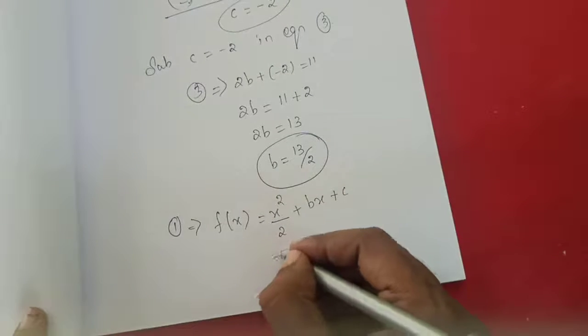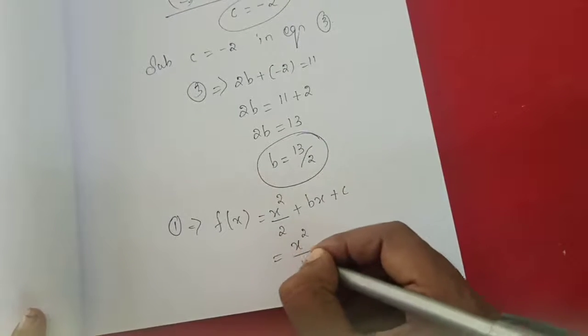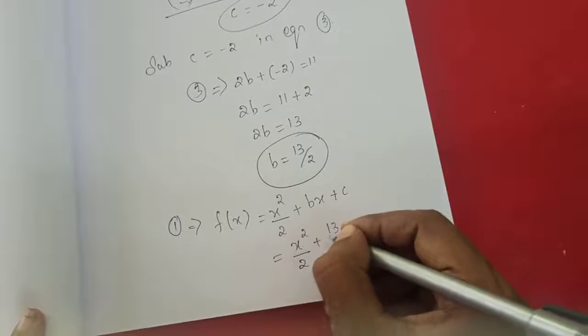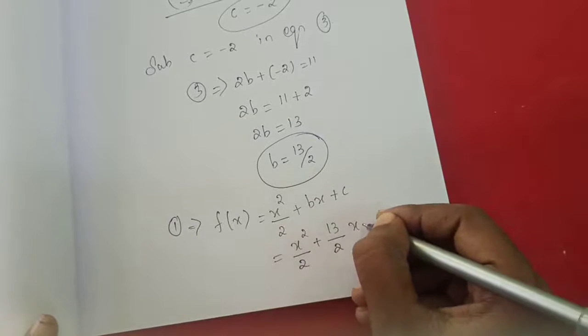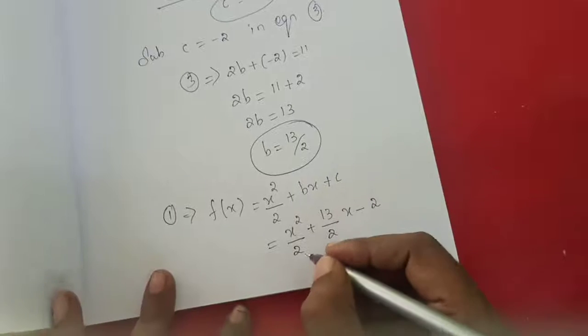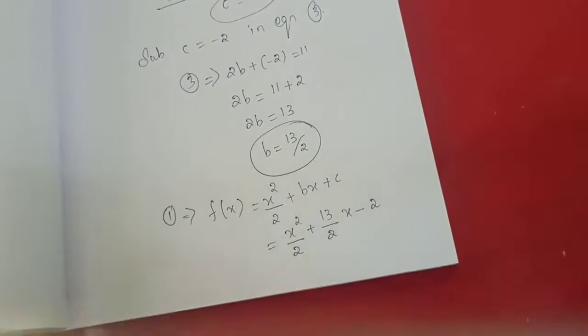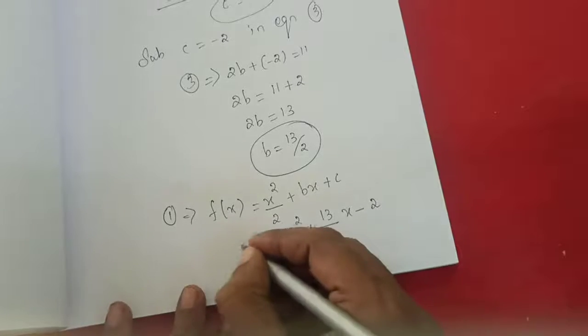Now substitute the value here. x square by 2 plus 13 by 2 into x minus 2. Is it right? So you can keep this as it is. Otherwise you can take the LCM and solve this. According to your book answer, I think it's enough, so no need to simplify. In your book answer also this is the answer. No need to take the LCM and all.